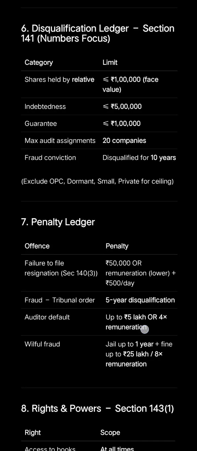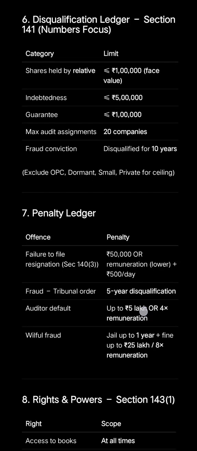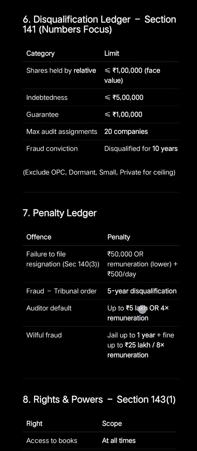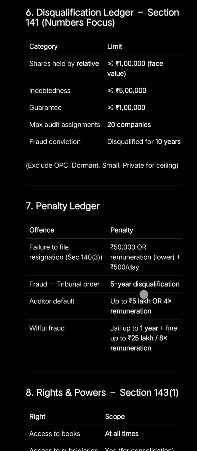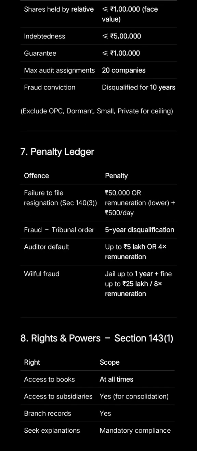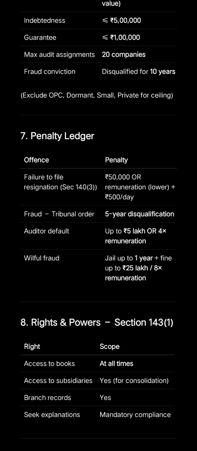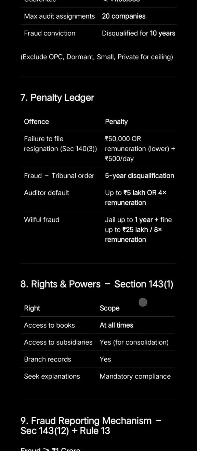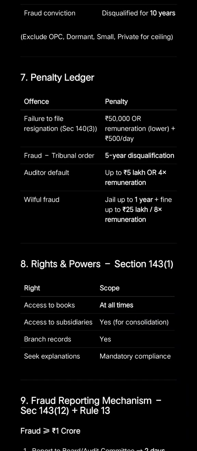And indebtedness: up to 5 lakhs, guarantee up to 1 lakh. Maximum auditor assignments: 20 companies, meaning one auditor can do auditing for a maximum of 20 companies. If there is a fraud conviction on the auditor, he is disqualified for 10 years. And here also the exceptions are OPC, 1% company, dormant (not much active) company, small company also.